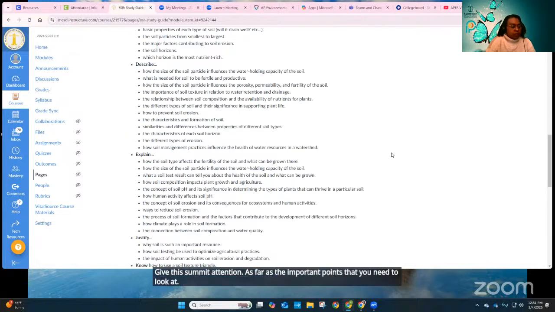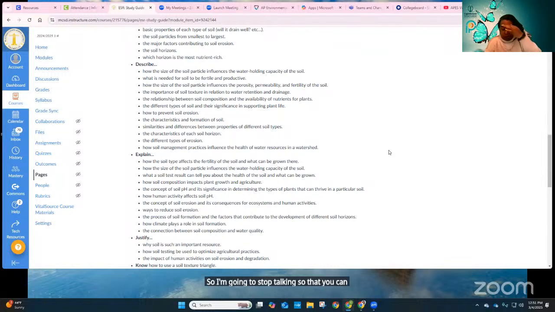You should give this some attention as far as the important points that you need to look at. So I'm going to stop talking so that you can finish working on 4.8, 4.9 in AP Classroom. And if you finish that, you can go ahead and get started on the unit progress check. I'm going to count that as the end of term test and not create a new test. You can start on that when you get ready. I left the other question for Friday so that you have a reason to come to class on Friday.